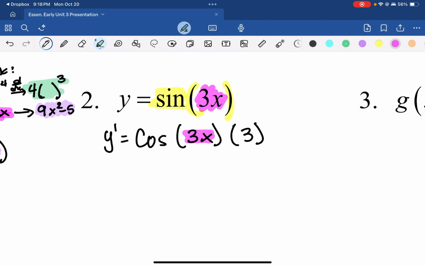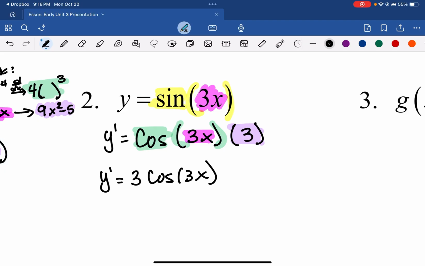So inside, derivative of outside, inside's derivative. So y equals sine of 3x, y prime is equal to cosine of 3x times 3, which I could rewrite as 3 times cosine of 3x.